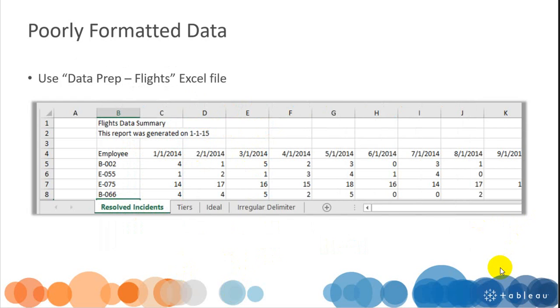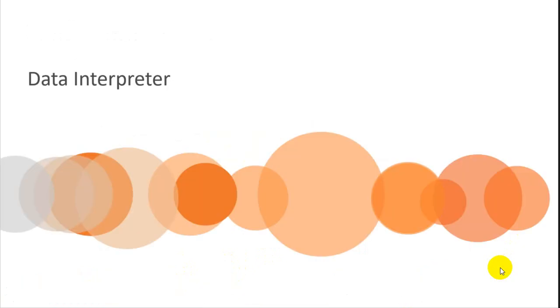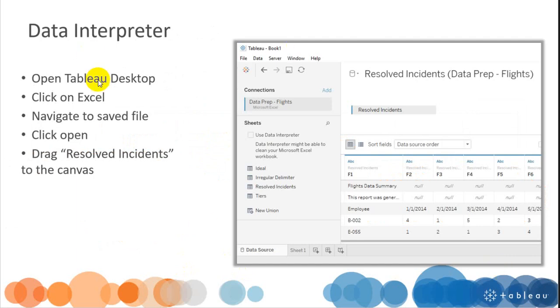Okay, so the data interpreter. If you open Tableau, bring your Excel spreadsheet in, you'll see that even with those problems, Tableau can read that sheet. Here are the tabs that are in the workbook, and if you drag resolved incidences up, you'll see that the data source view panel is populated. But the columns don't have names. The headers from Excel have a lot of nulls. It just wasn't formatted correctly.